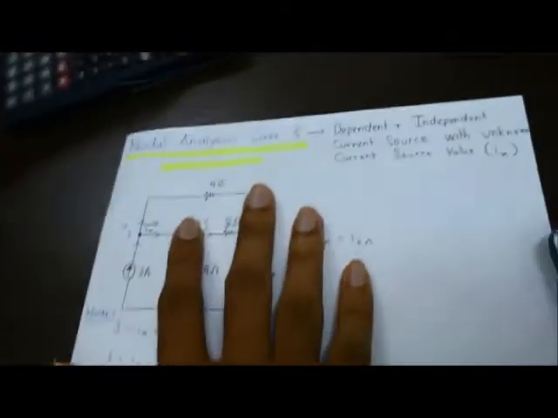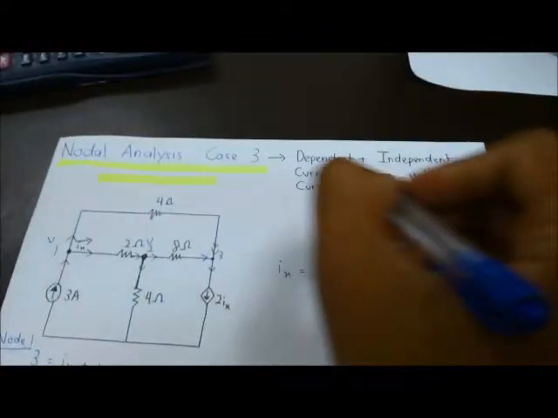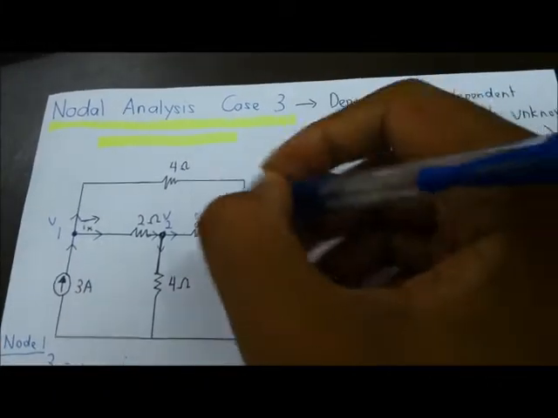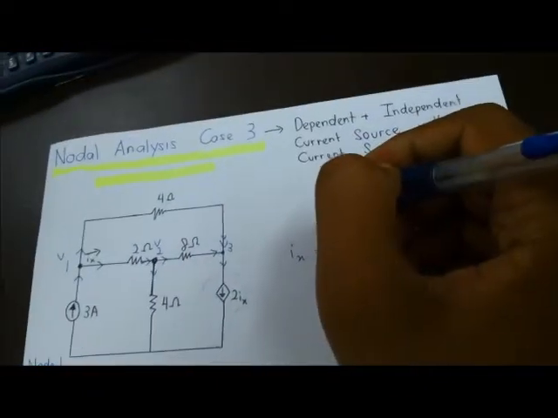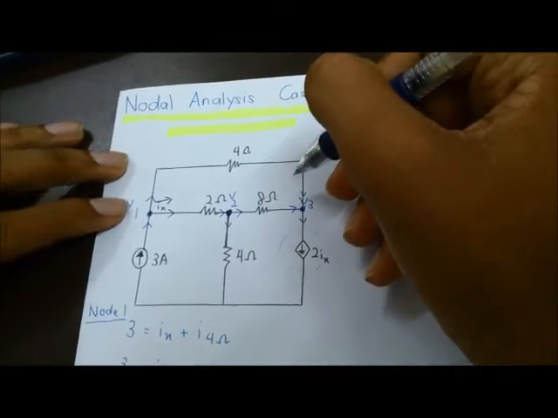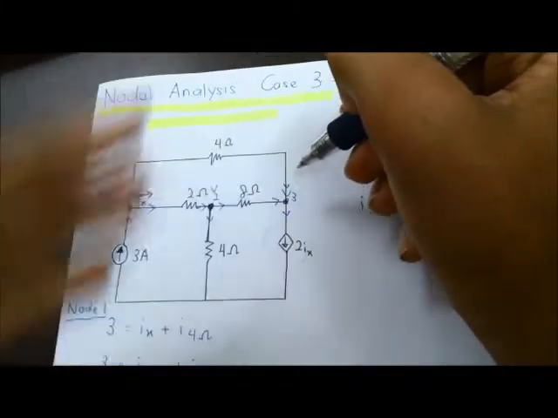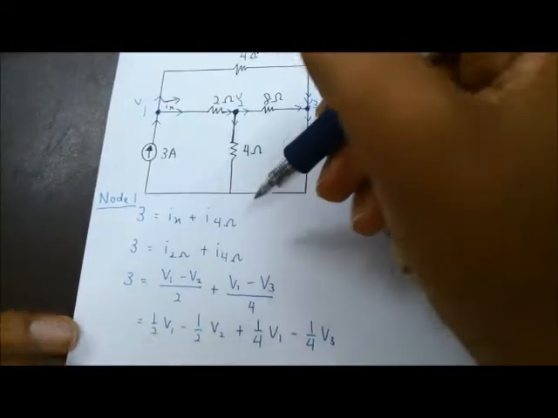Okay, so now we go to case 3, which is more complicated, so we do it together. Here we have a dependent current source, which we never dealt with before. All these are just the same. We take node 1 first. We put node 1 here. This is node 2 and node 3. So node 1 is V1. We just name the variables V1, V2, V3. So this is the equation for node 1.